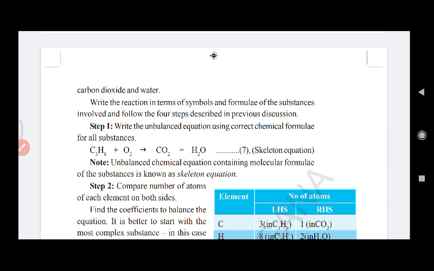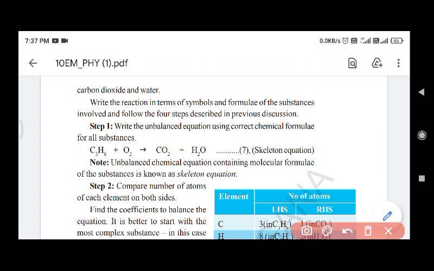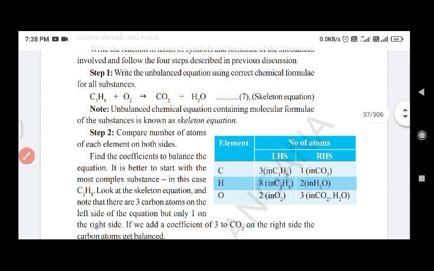Before balancing this chemical equation, we have to define the skeleton equation: an unbalanced chemical equation containing the molecular formulas of the substances is known as a skeleton equation. What are the compounds involved in the chemical equation, and what are the elements involved with their formulas? We have to write the equation. That is step 1.